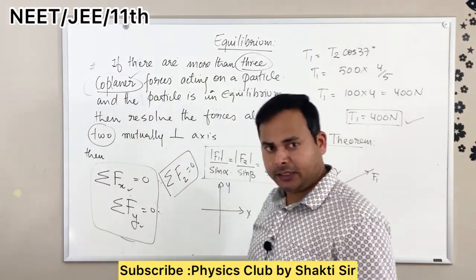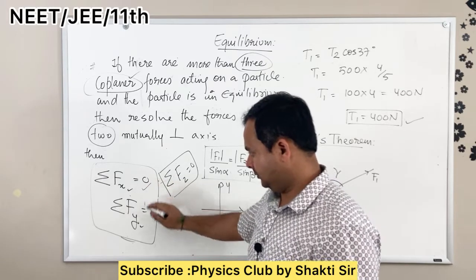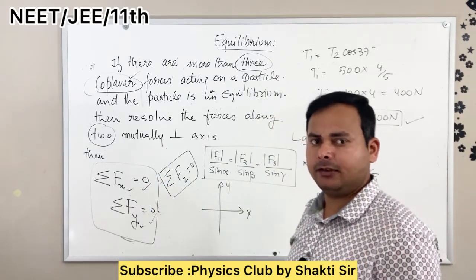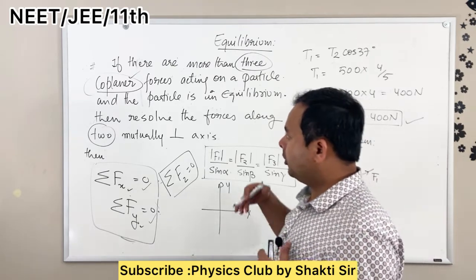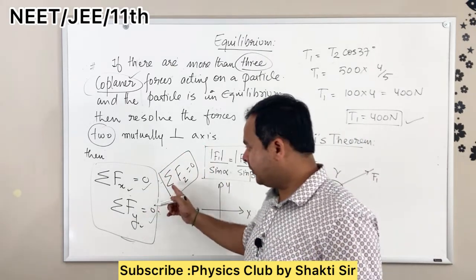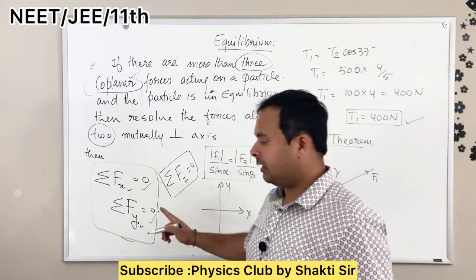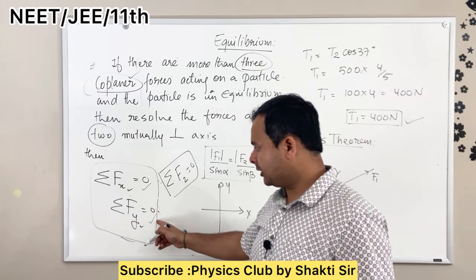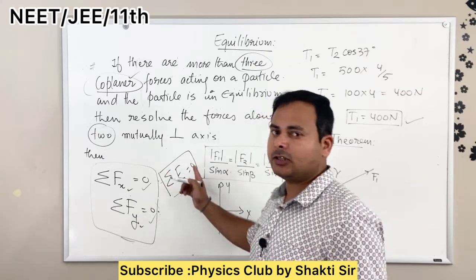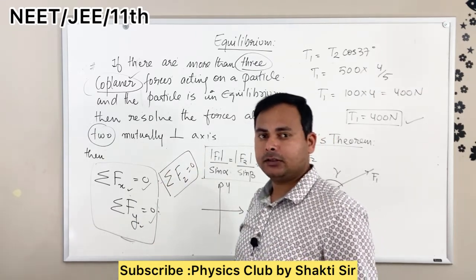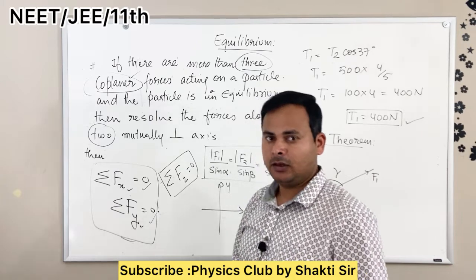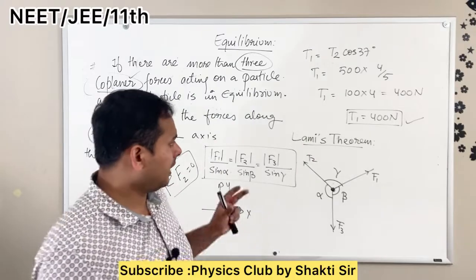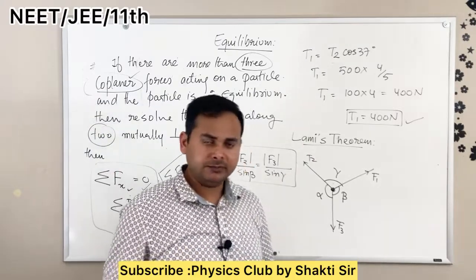If we have just coplanar forces, two mutually perpendicular axes are sufficient to solve the numerical. But for non-coplanar forces, we need to take three mutually perpendicular axes: all the forces along the x-axis equal to 0, forces along the y-axis equal to 0, and the sum of the forces along the z-axis too equal to 0. In this way, we can handle the concept of equilibrium.